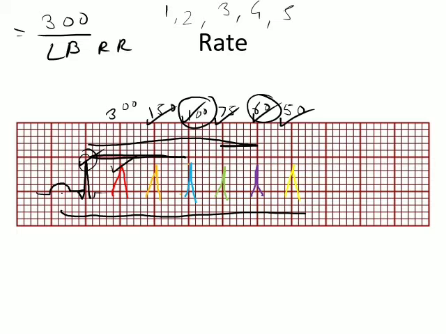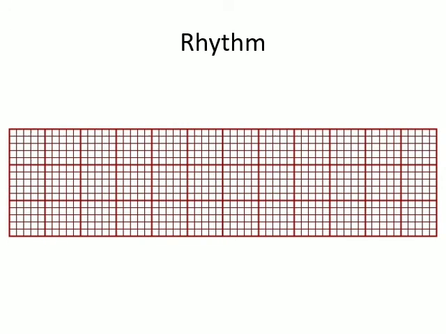By definition, tachycardia is a heart rate of more than 100 and bradycardia is a heart rate of less than 60. So that's how I remember it. I'm sorry I spent a lot of time on this slide, but it's very important to understand these concepts. Now let's move to the rhythm.